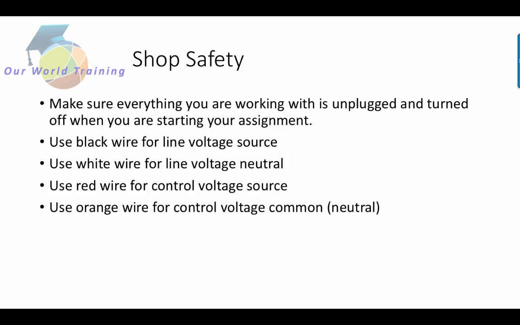Now, whenever you work around electricity, be it in your school shop, be it at home, be it on a circuit board you're building yourself, make sure everything you're working from is unplugged and turned off when you're starting your work. Use black wires for line voltage source, use white wire for line voltage neutral, use red wire for control voltage source, and use orange wire for control voltage common. The reason we talk about these wire colors is as you're starting off, it just makes it easier for you to follow. And if you get used to following a certain wire pattern, you'll rarely confuse and have issues with sparks, smoke, and other bad stuff flying out of your circuits.